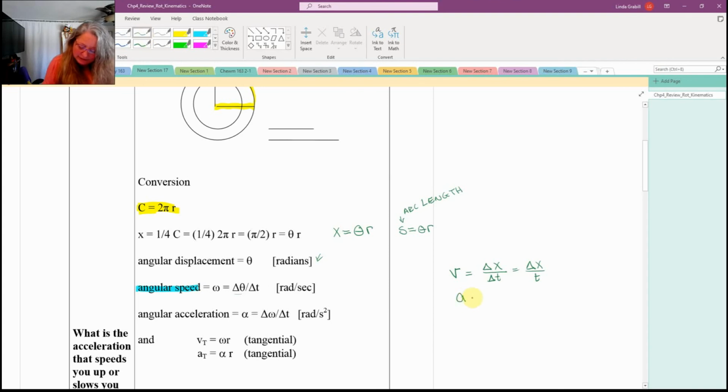Now angular acceleration. For linear motion, acceleration is our change in velocity with time. To do the same thing in rotations, if omega defines how fast we're spinning, then alpha is going to define our change in rotational or angular speed over the amount of time it takes to get to that change.